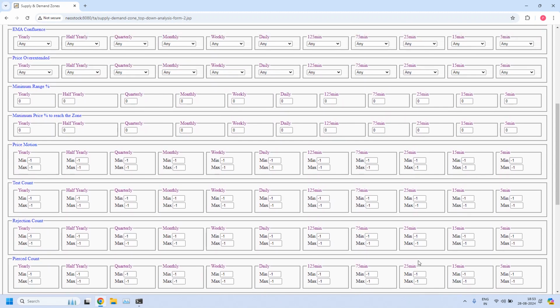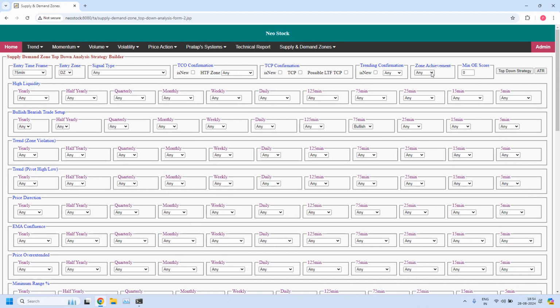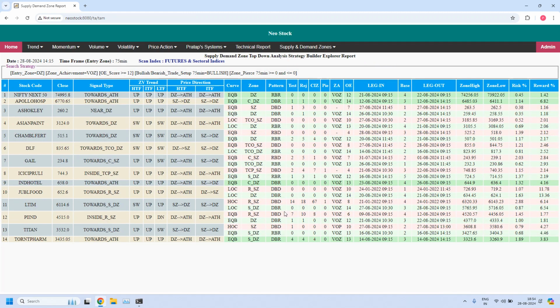So in the pierced count, 75 minutes time frame, minimum value is 0, maximum value 0. Zone achievement is violated, opposing zone. Minimum odd enhancer score is 12. All the 3 filters are applied to the 75 minutes demand zone. Now 14 stocks are filtered. All these 14 stocks are supporting a bullish trade setup for the weekly income trade.